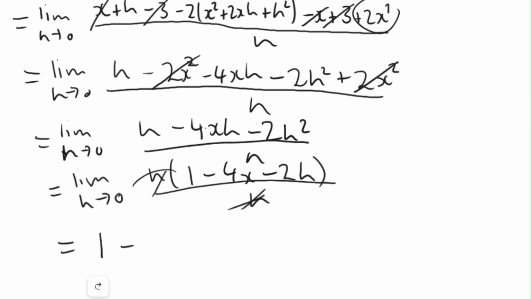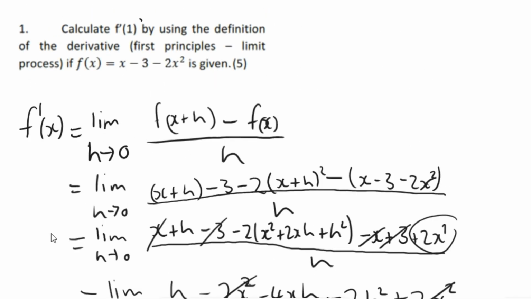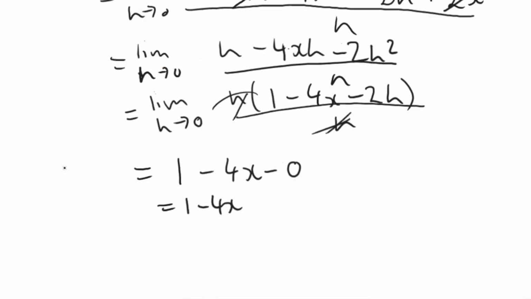The answer is 1 minus 4x minus 2 into h, that is 0. h is 0. This becomes 0 as well. And the derivative at any point is given by 1 minus 4x. Okay, but you are looking for the gradient now at the value 1, when x value is 1. But remember, we have this as the answer that we got there at the bottom. So this is f prime of x. So you are looking for f prime of 1.